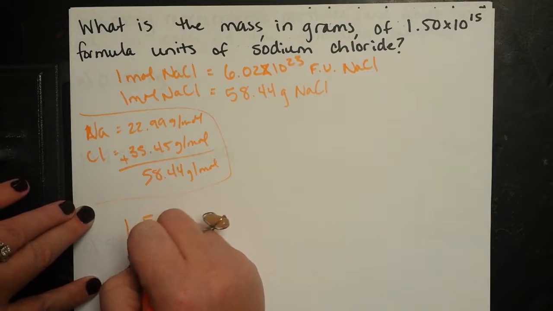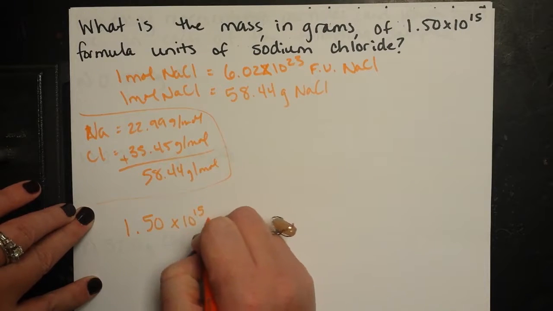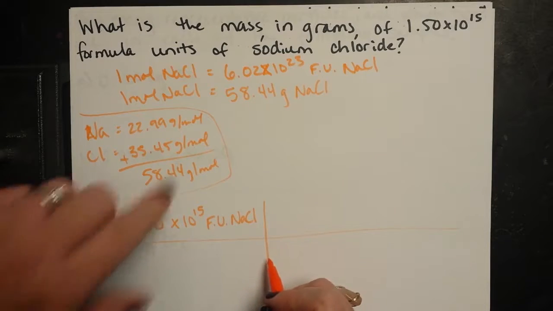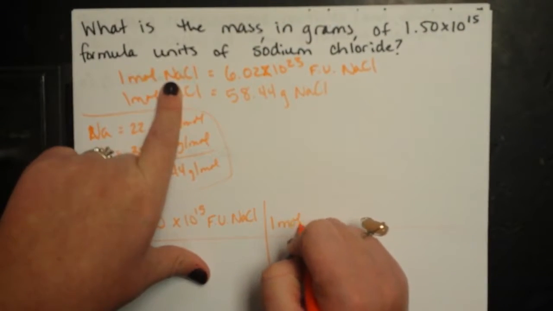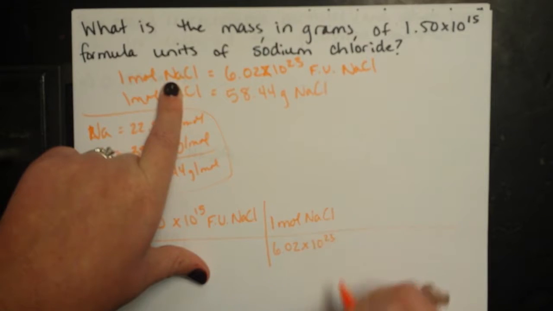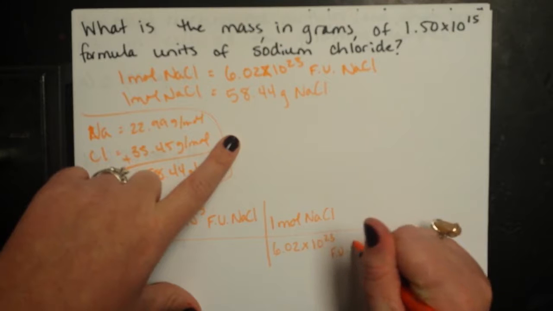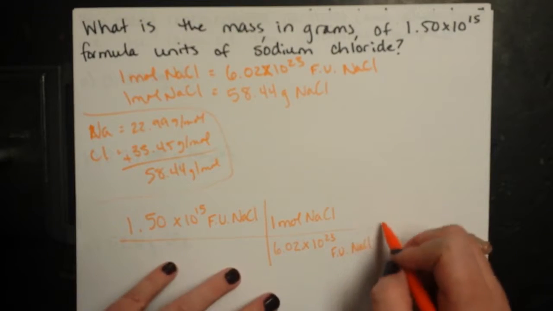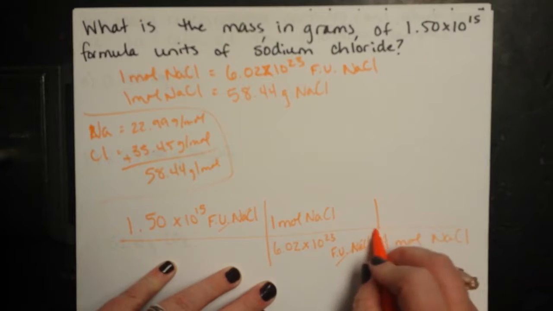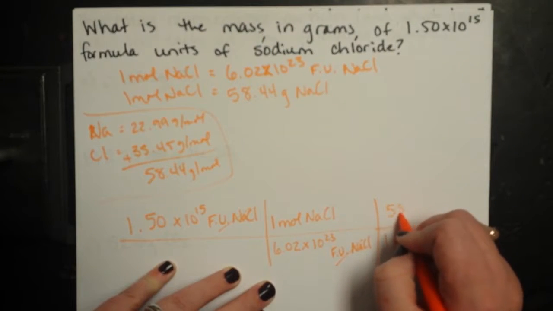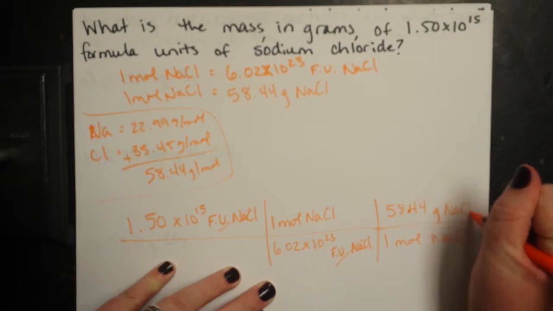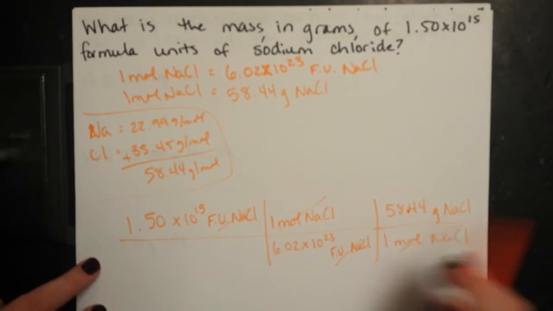So we've got 1.50 times 10 to the 15th formula units of sodium chloride. Okay, I want to get out of formula units and into moles. So I'm going to take 1 mole of sodium chloride is Avogadro's number. Gotta write slow so that you can see. Formula units of sodium chloride. That way my formula units cancel. Then I need moles to cancel. So 1 mole of sodium chloride, I'm looking for mass, so I'm going to use molar mass, is 58.44, go ahead and make it where you can see that decimal, grams of sodium chloride. My moles cancel, and now I can do my math.